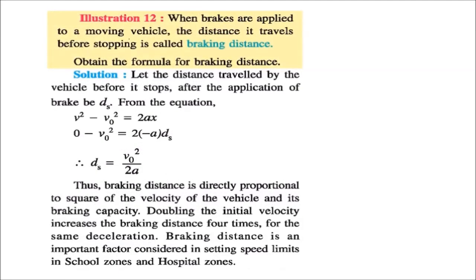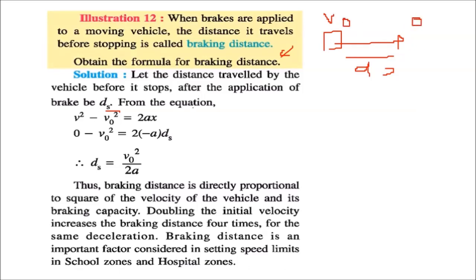When brakes are applied to a moving particle, the distance it travels before stopping is called braking distance. We have to obtain the formula for the braking distance. Let us say that the distance traveled by the vehicle before it stops after the application of brake is ds. We are trying to stop it, so it travels a distance of ds, and the initial velocity is some v0, but the final velocity will be 0 because it is going to stop.